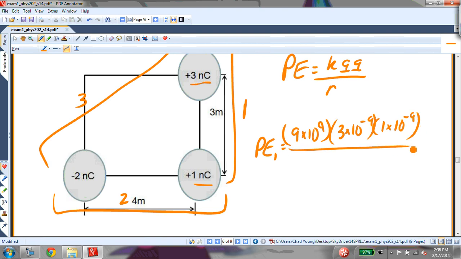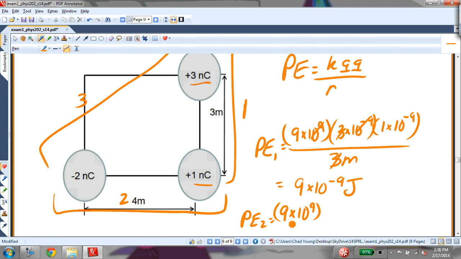Divided by the distance, which is 3 meters. So that cancels there and there, that cancels there and there, and I get 9 times 10 to the negative 9th, excuse me. So that's PE1, PE2, K, QQ over R. These are the two charges that we're considering.